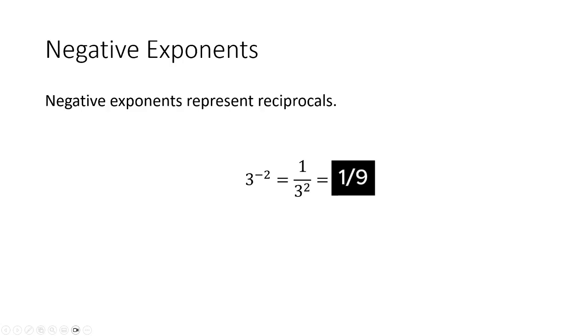It is also possible to have negative exponents. And if you see a negative exponent, then that is the signal to take a reciprocal. For example, if you see 3 to the power minus 2, then this is asking you to take the reciprocal, 1 divided by 3 to the power 2. So that would be 1 over 9.